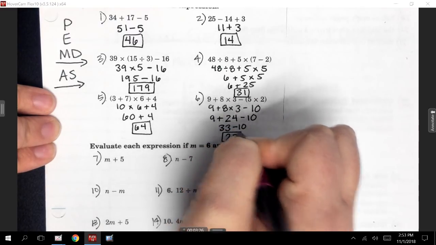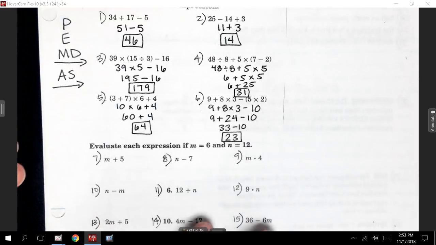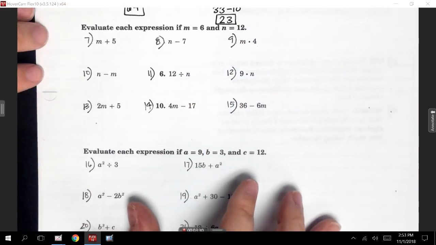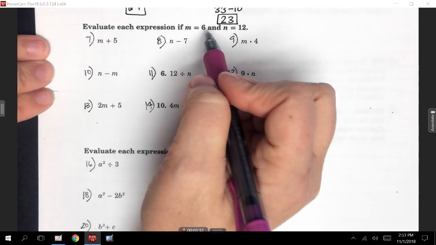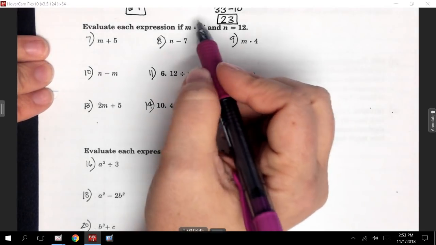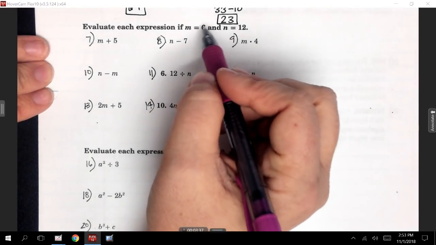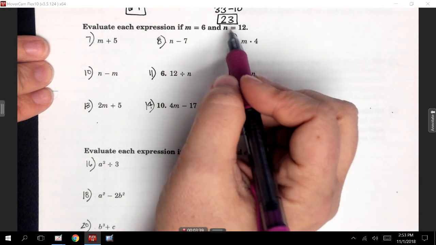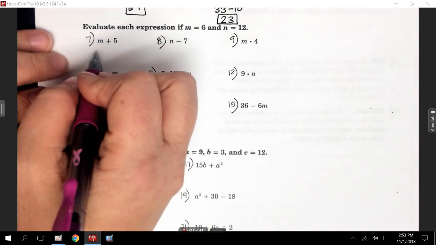Okay. All right, I'm going to move down to the next part. So we're evaluating. It tells me M is 6 and N is 12. So every time I see an M, I'm going to put 6, and every time I see an N, I'm going to put 12. All right, so M plus 5.